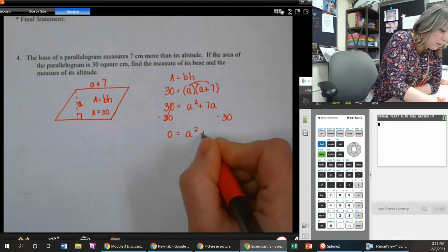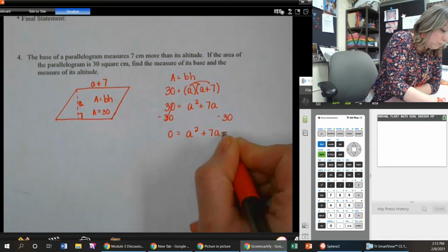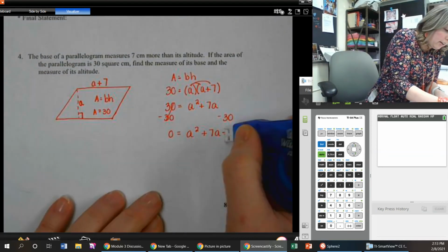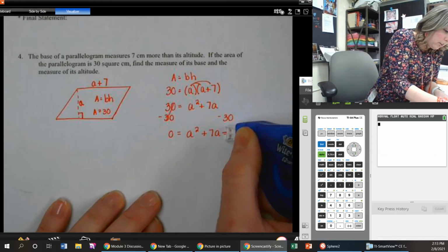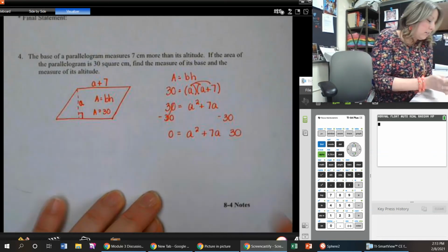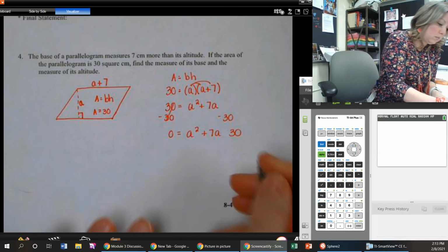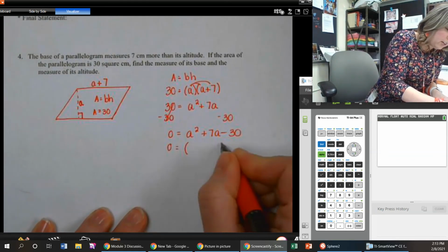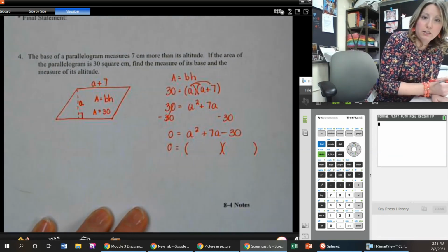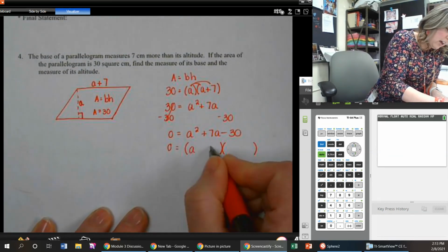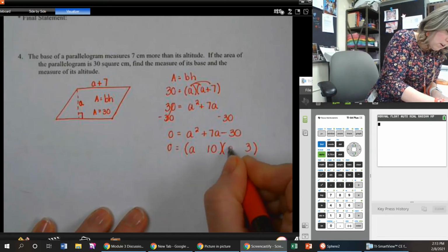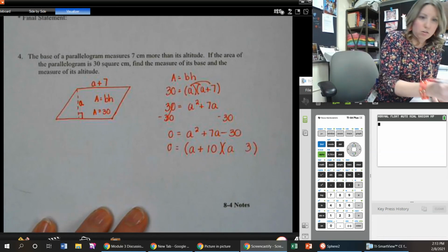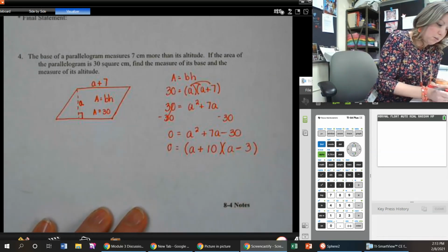Okay, we still have to get one side equal to 0, because it is a quadratic, and having the squared variable is what indicates to me that I've got a quadratic. And then I think, well, what are the factors of 30 that are going to subtract to give me 7? So 10 and 3. And let's see, 10 is bigger, so it has the same sign as the middle term. And of course, 3 has to have the opposite sign because your end number is negative.